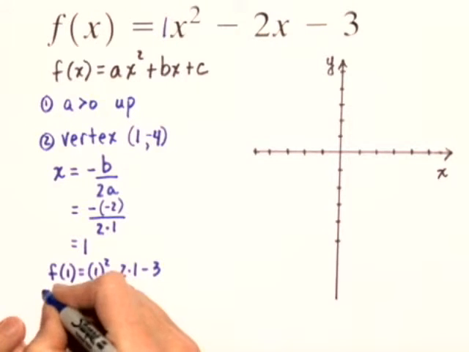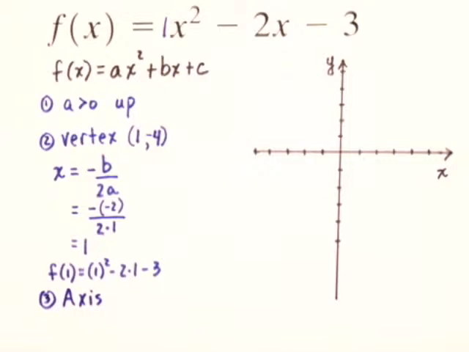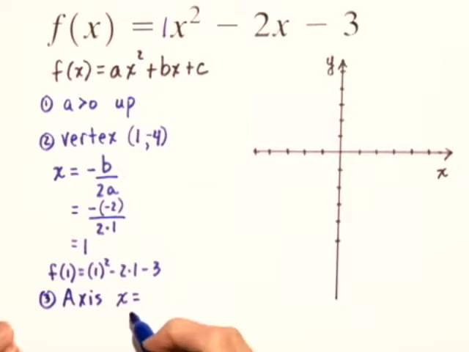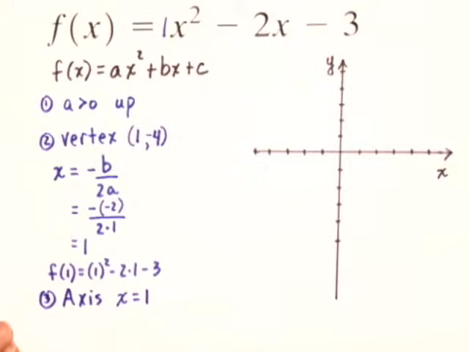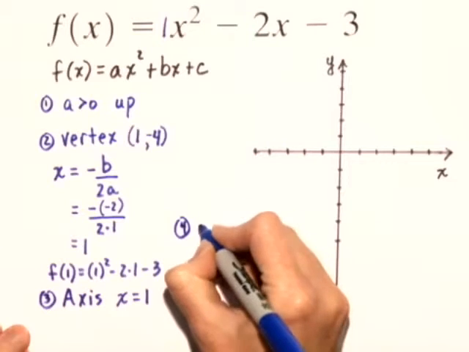In step 3, we want to find the axis of symmetry. The axis of symmetry is just a vertical line for a quadratic function, and the formula is x is equal to whatever the x-coordinate of the vertex is. x equals 1 in this case. The last thing we need to do to help us graph this quadratic function is to find the x-intercepts and the y-intercept.